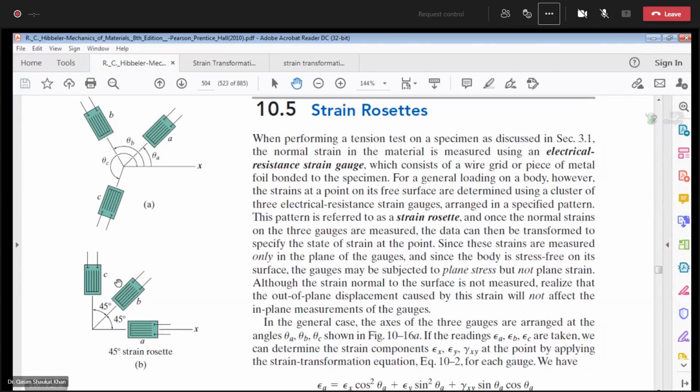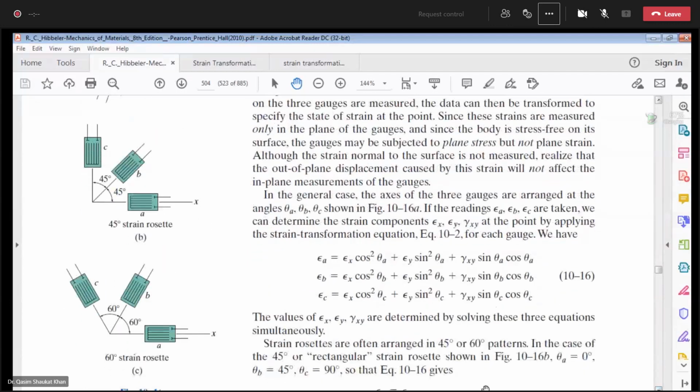Moving from reference to C, theta will be 90 degrees. Similarly, we have a 60 degrees strain rosette. So moving from the horizontal x-axis, theta A will be 0, theta B will be 60 degrees positive. Moving from x-axis to C, theta C will be 120 degrees.